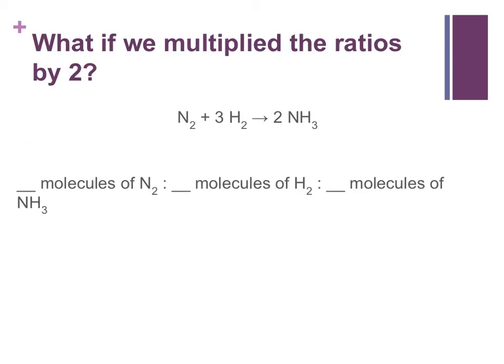If we multiply the ratios by 2, that would mean that 2 molecules of nitrogen would react to give 6 molecules of hydrogen to produce 4 molecules of ammonia. And so we could keep multiplying these ratios and we will always know that it will always react in a 1 to 3 to 2 ratio.